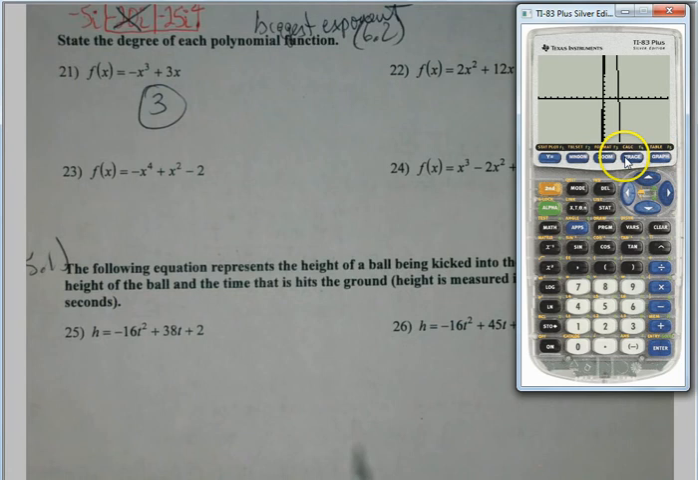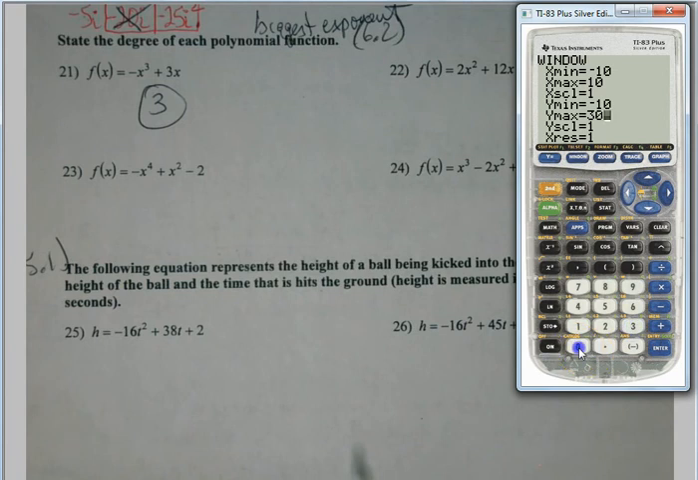And we're going to look at the graph. You're like, well, wait a minute, I can't see the top here. Okay, well, let's adjust the window a little. Let's see, maybe if we go to 30. Okay, that's a little bit easier to see.